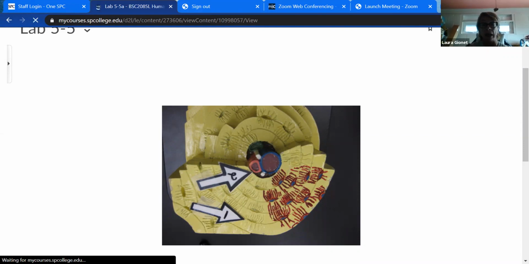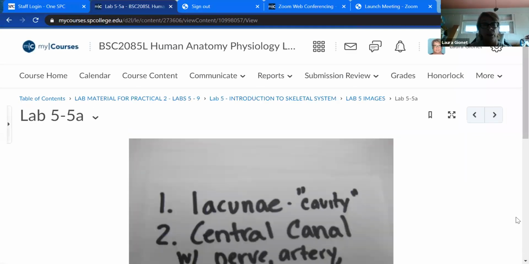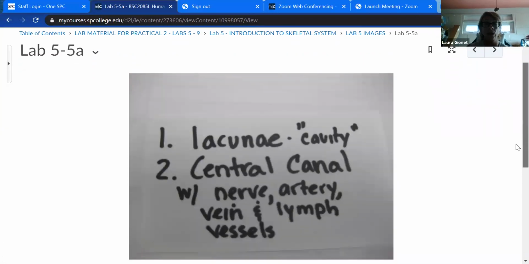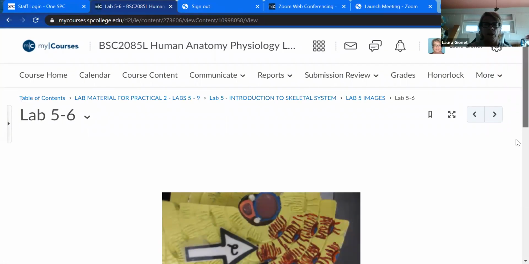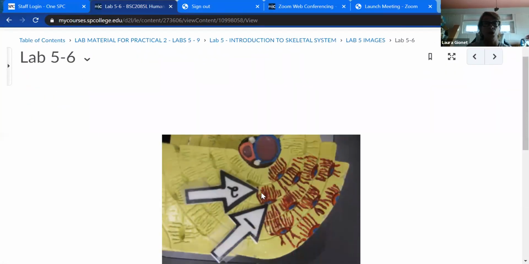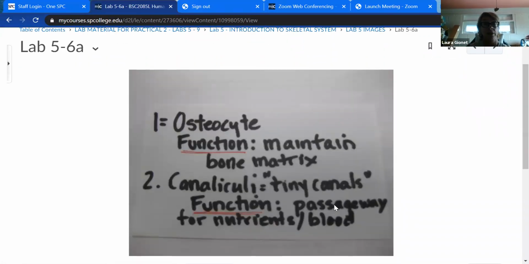So central canal and lacunae. Okay, central canal and lacunae. All right, then we're pointing to the red stuff here. And so we're trying to identify specifically the canaliculi there. And one is pointing to the osteocyte, which maintains bone matrix. Canaliculi are small passageways for nutrients and waste material to the blood.